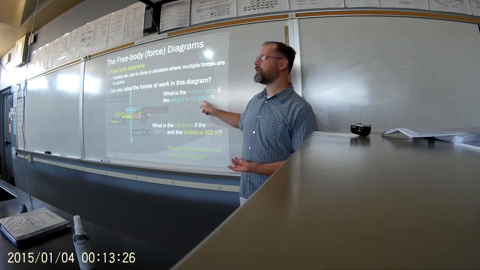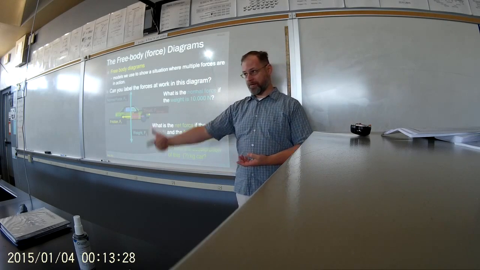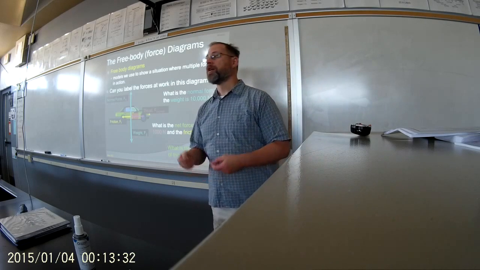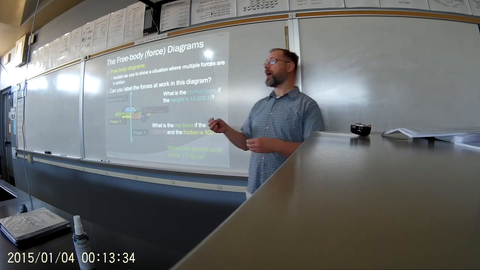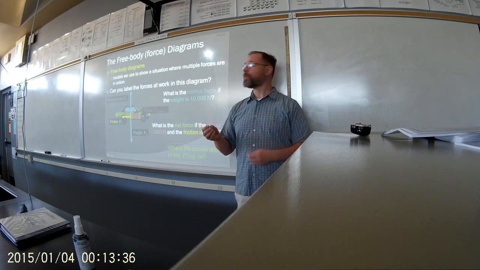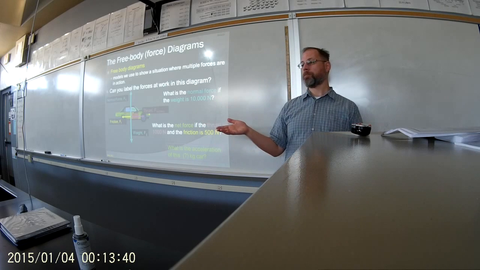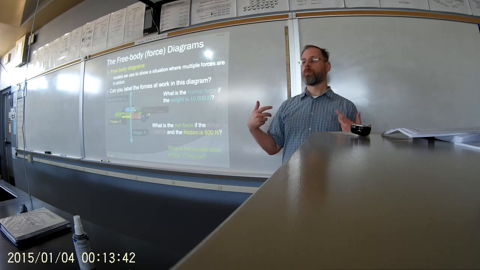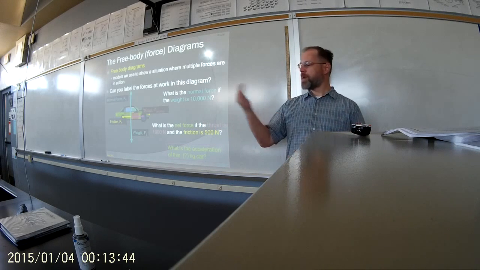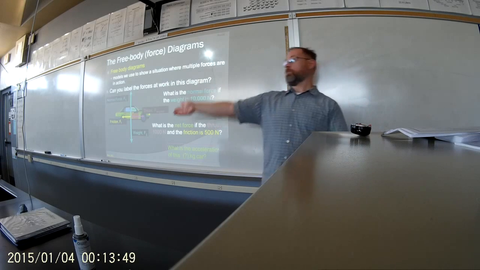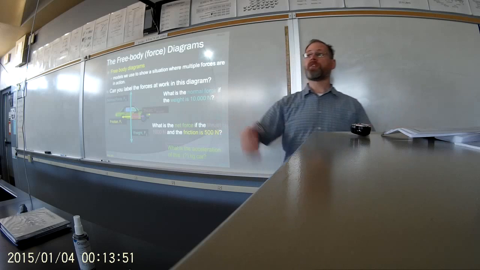10,000 newtons divided by the gravity that produced it. So again, mass times acceleration due to gravity is weight. So if the weight is 10,000 newtons, then the mass better be what? 1,000, exactly. So you got a mass, you got a force, F equals ma. So what's a?